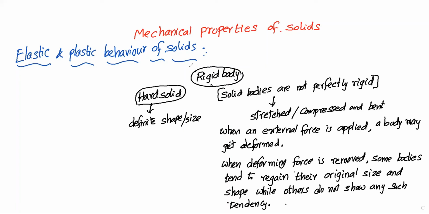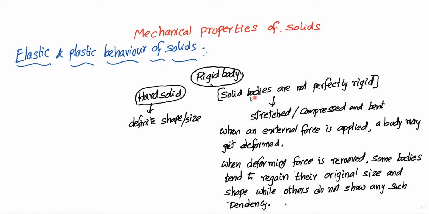In this video, we are learning about mechanical properties of solids. Mechanical properties are of two types: one is elastic behavior of solids and the other is plastic behavior of solids. If you consider a rigid body, which means a hard solid, it can have a different shape or size.